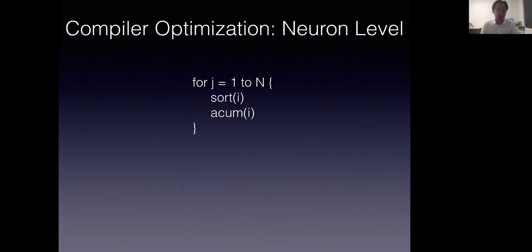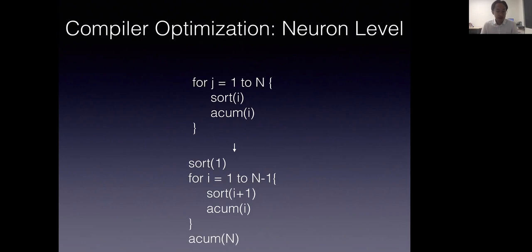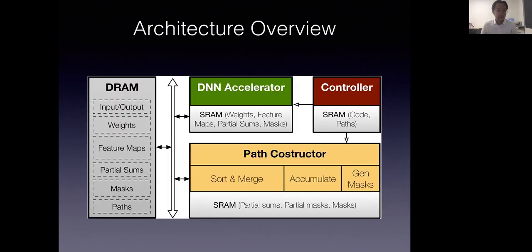The second is neuron-level pipelining. Similar to layer-level pipelining, when we use sorting, for each neuron, sorting all the partial sums and adding them back is serialized because of the data dependencies. The compiler overlaps the extraction across different neurons, pipelining sorting and accumulation to improve the hardware utilization and performance. Here's the architecture overview of Ptolemy.